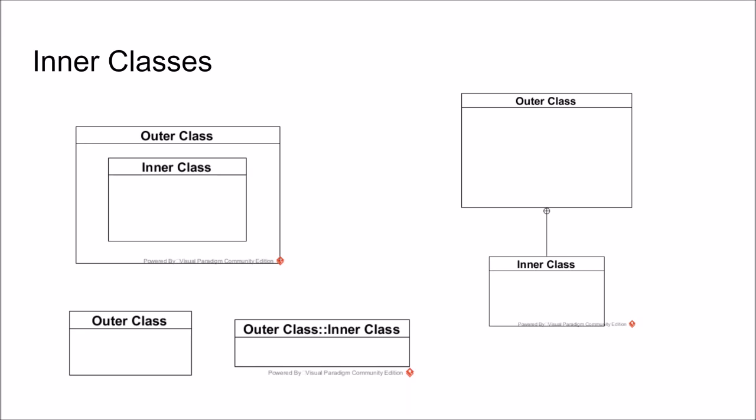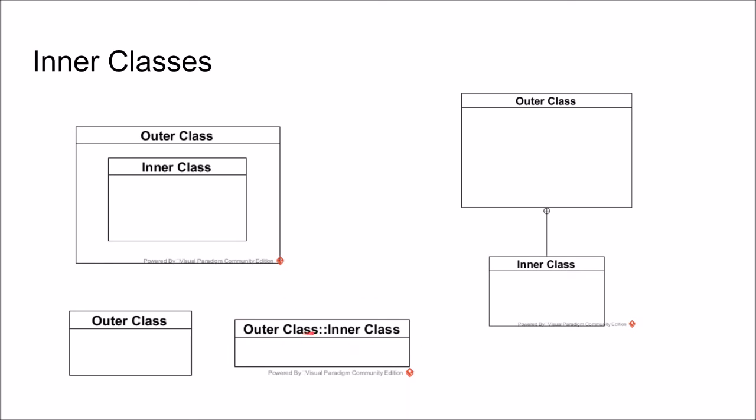We can also have inner classes, and basically this is the same notation as for packages, and the more specialized notations here can also be used to show class containment in a package. The easiest way to show inner classes is to simply put the class inside the outer class. We can also show that the inner class is a part of the outer class by using the UML anchor notation. And finally, we can use the qualified name.